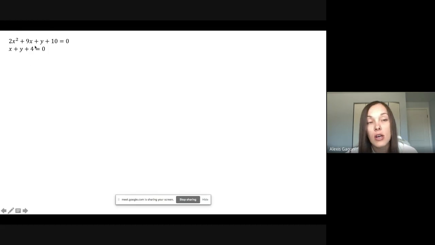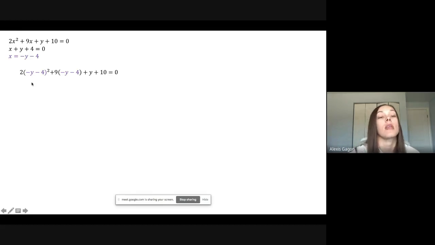So here, I'm just going to solve that bottom equation for x or y. I solved it for x. So I'm going to subtract the y over, and I'm going to subtract the 4 over. Now, once we get this, we need to plug it into the top equation. And you could have solved this for y and plugged that in, but I just decided to do x. So then that's going to be 2, and wherever there's an x, this is replacing it. So negative y minus 4, and then squared, plus 9 times negative y minus 4, plus y plus 10 equals 0.